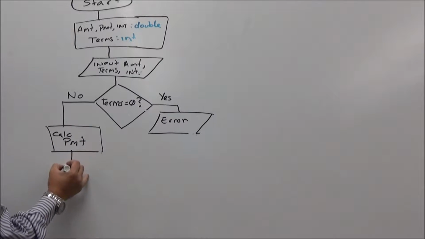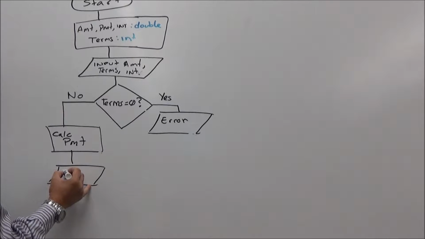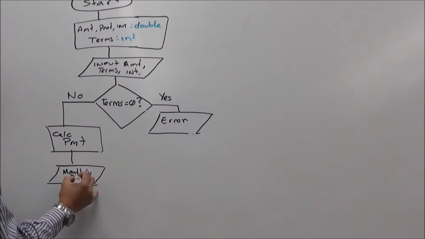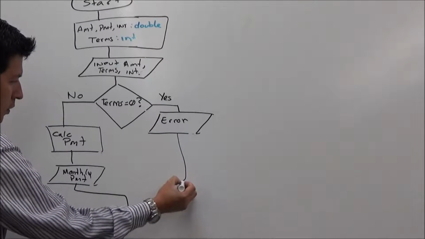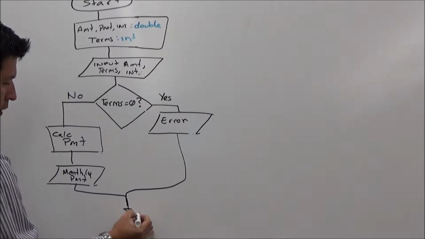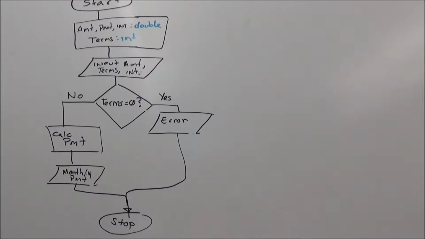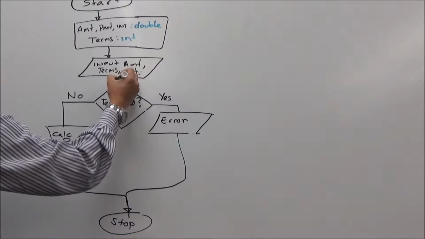And after you calculate the payment, you display the monthly payment. And then down here, the programs join and the program ends. So it's easy. By looking at it, you follow the arrows, right? These are supposed to be arrows.